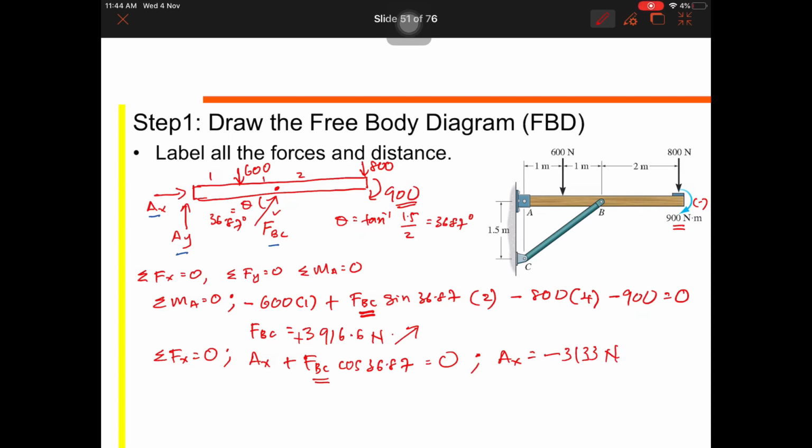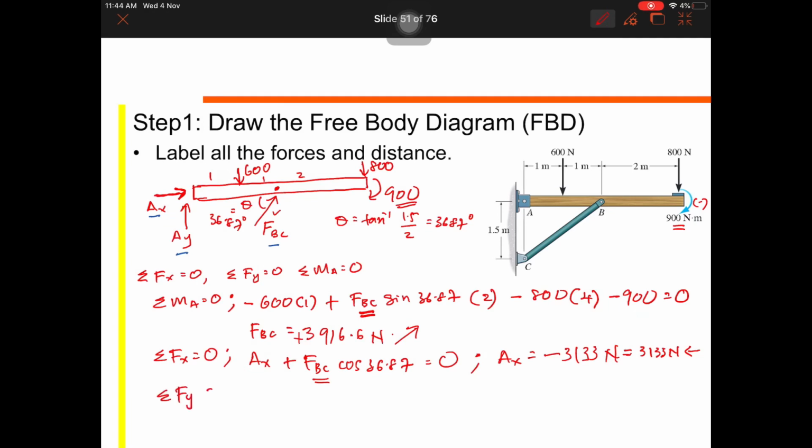3133 Newton. So why minus? Because your assumption of direction, this one is not true. So the correct direction is the other way. Or you can write your answer like this, 3133 Newton this way. It's not wrong, but your guess is not true, so you can simply write like this. It's not wrong, your answer.